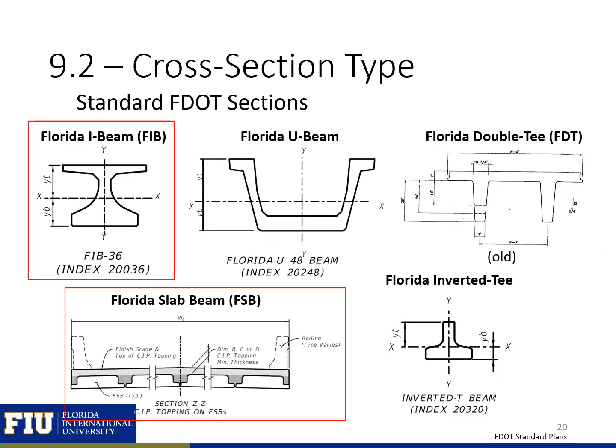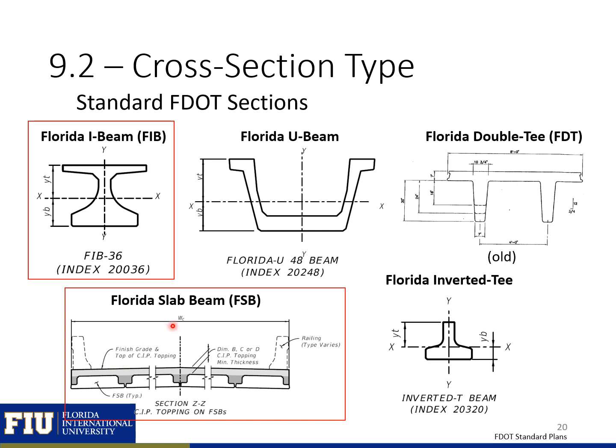As I had mentioned, many regions and states will also have standard sections. Shown here are some of the standard sections that have been used and that are being used in Florida by the Florida Department of Transportation. The two main sections that are used are these Florida I-beam sections, which is a bulb T section, and then also the Florida slab beams. So you can see that these two are the currently used standard sections.